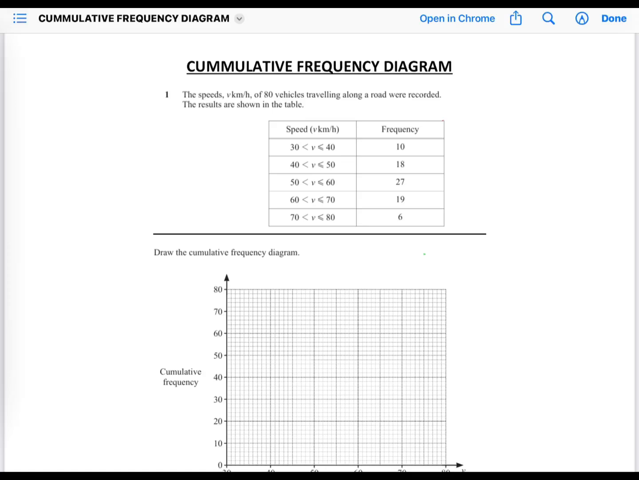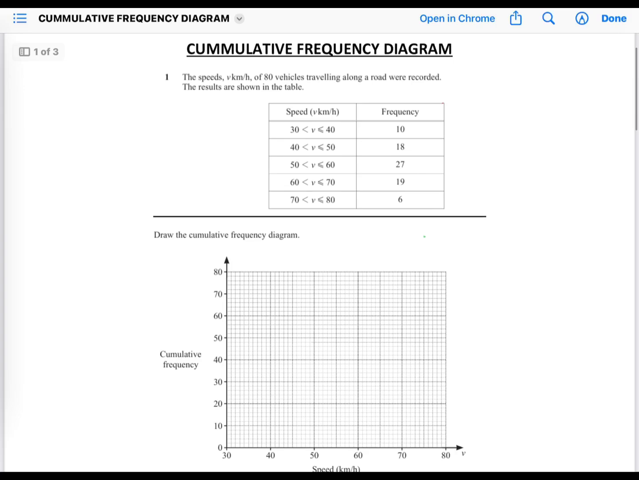Today will be the last video of the chapter statistics, and the chapter will end. The last topic is the cumulative frequency diagram. Cumulative basically means the total. So we need to find out how we can find the value of cumulative frequency, then how we can plot the values and make a cumulative frequency diagram, and then how we can find the median, interquartile range, upper quartile, lower quartile and percentile.